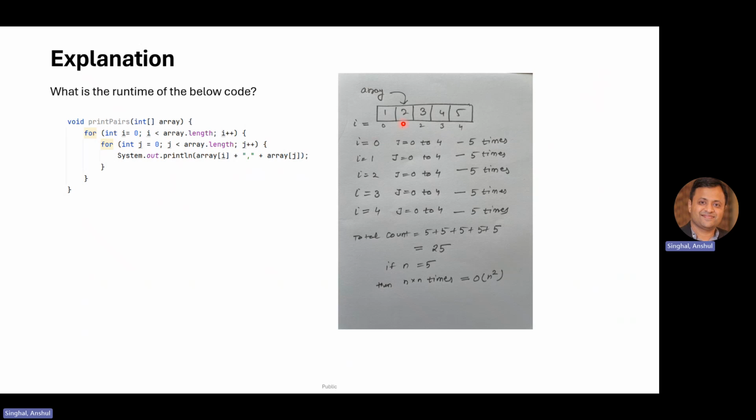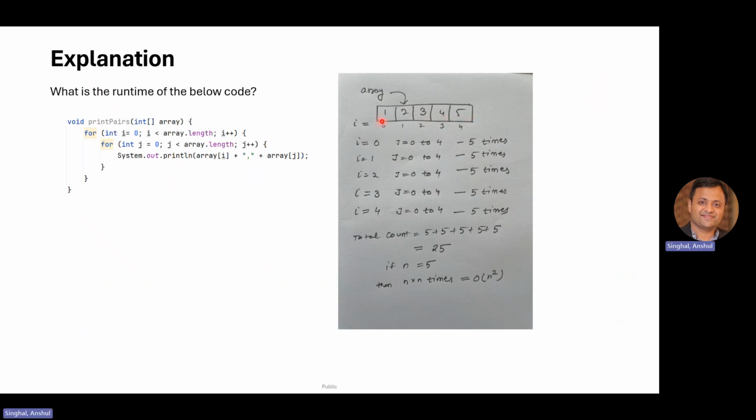Then for i = 1, j again goes from 0 to 4, so again 5 times. For i equal to 2, it goes from 0 to 4 again, 5 times. For i equal to 3, it goes from 0 to 4 again. And for i equal to 4, it goes from 0 to 4 again. So what we are seeing is that when my outer loop is at a particular index, the inner for loop traverses through the entire array.